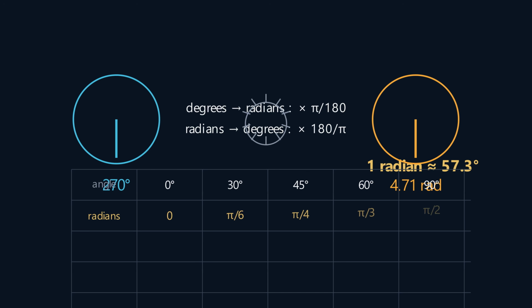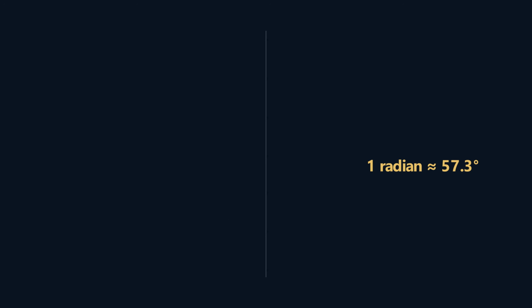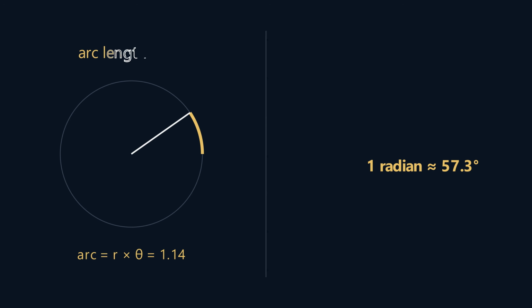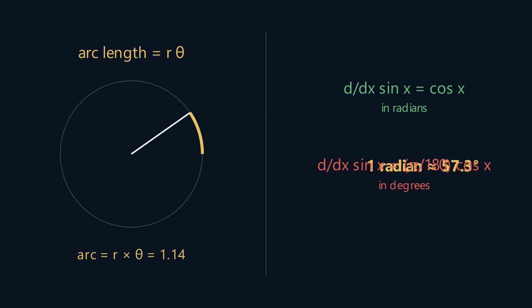30 degrees is pi over 6. 45 is pi over 4. 60 is pi over 3. Why bother? Because radians make the mathematics honest. Arc length is simply the radius times the angle in radians, no conversion factors. Later, when we do calculus, the derivative of sine is cosine only if the angle is in radians. In degrees, you pick up an ugly constant that never goes away.